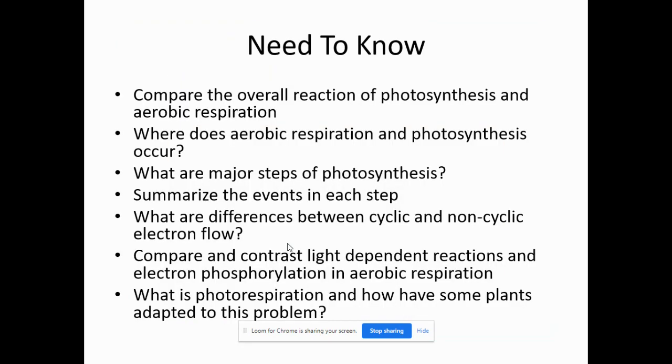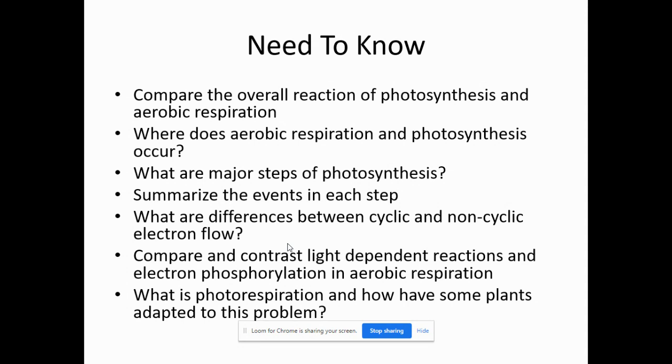All right, so you need to know how to compare the overall reaction of photosynthesis to aerobic respiration. What you should see is that depending on which way the arrow is pointed, you have either photosynthesis or aerobic respiration. Where do they occur? Where in a cell does aerobic respiration occur, and photosynthesis occur? What are the major steps of photosynthesis? Be able to summarize the major events in each step.